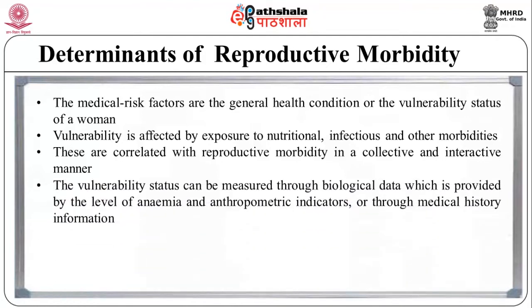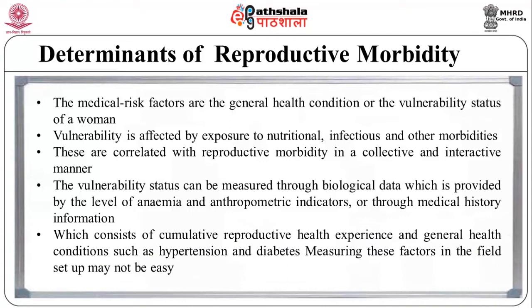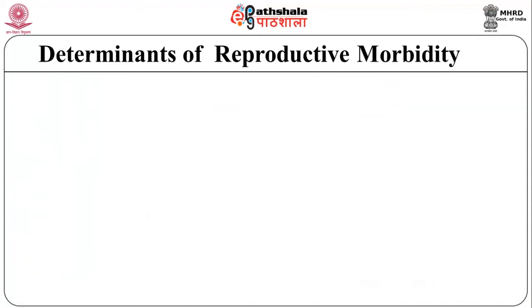The vulnerability status can be measured through biological data, which is provided by the level of anemia and anthropometric indicators, or through medical history information, which consists of cumulative reproductive health experience and general health conditions such as hypertension and diabetes. However, measuring these factors in the field setup may not be easy.